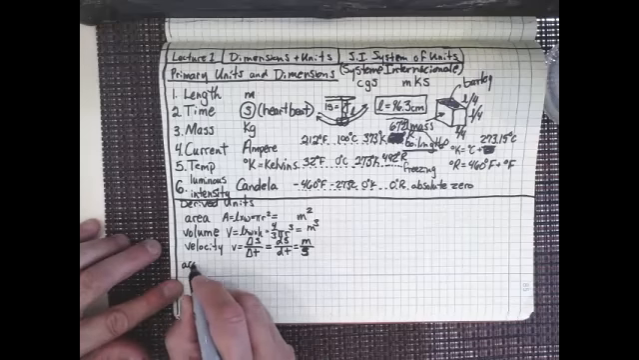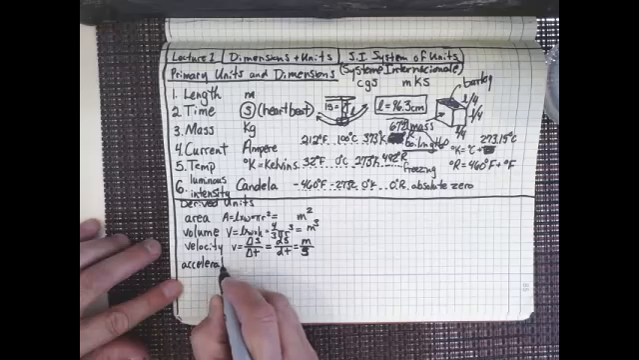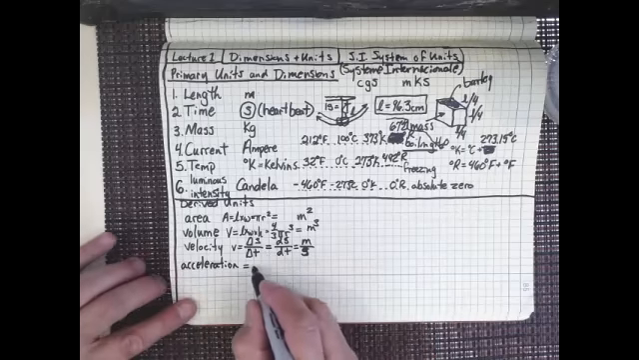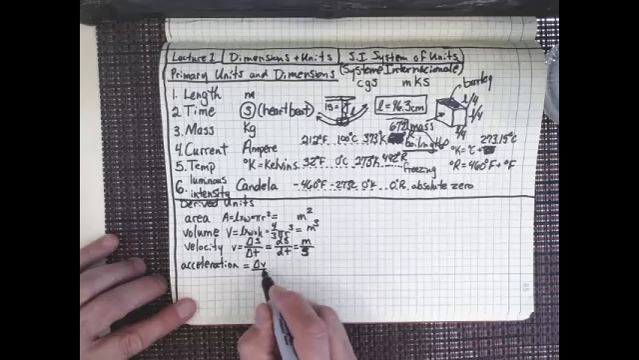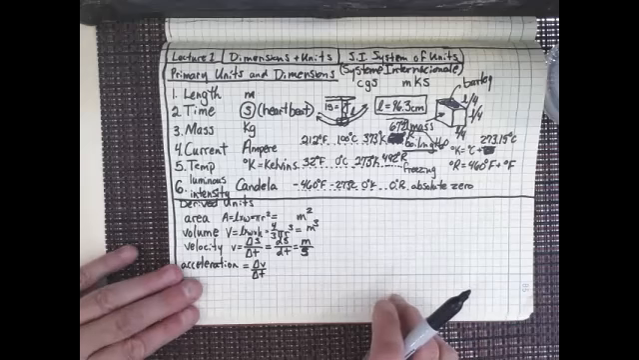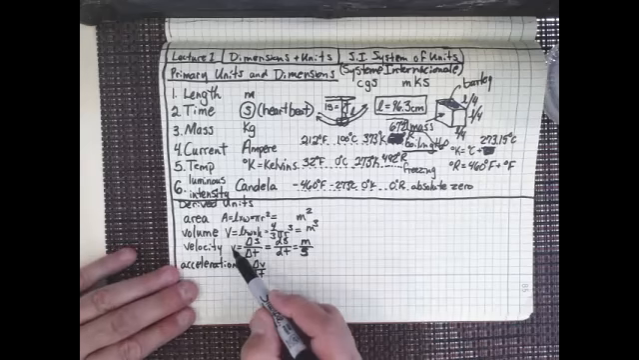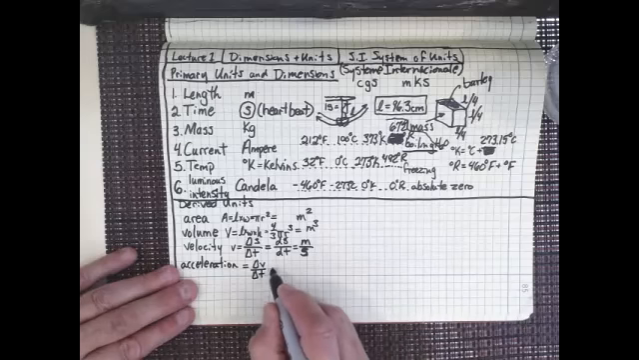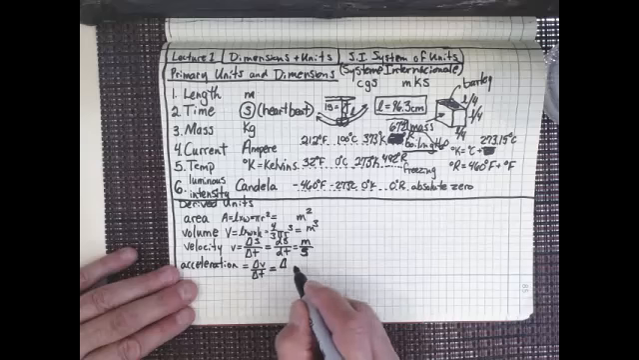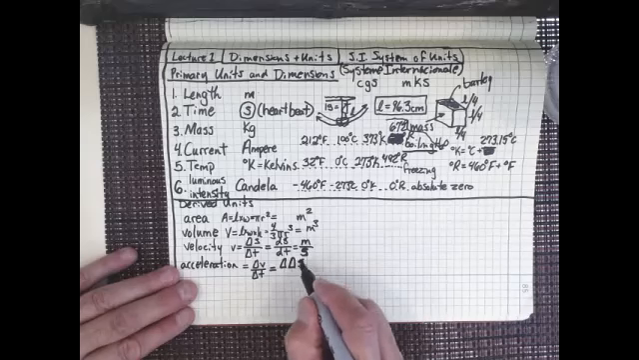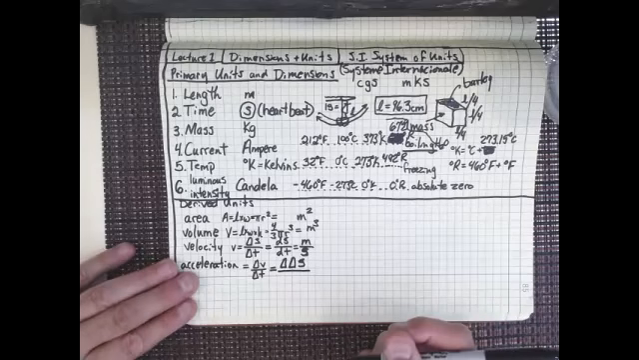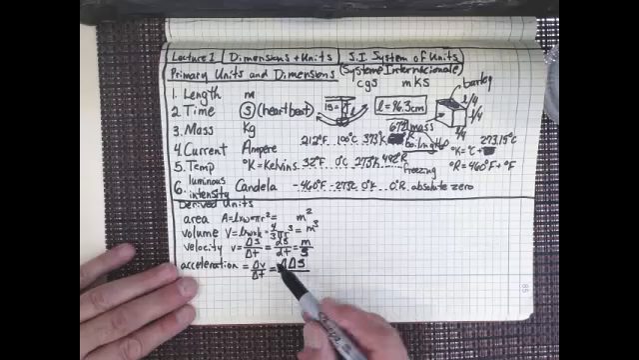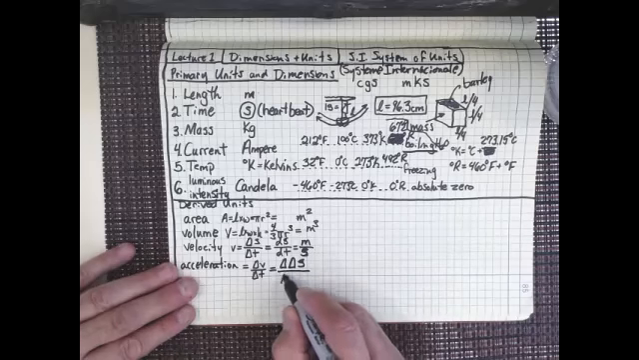Well, what's acceleration? What is acceleration? Well, acceleration is the change in velocity over the change in time. But velocity is the change in distance over the change in time. So that would be the change in the change of distance over the change in time. So change in this over the change in time.